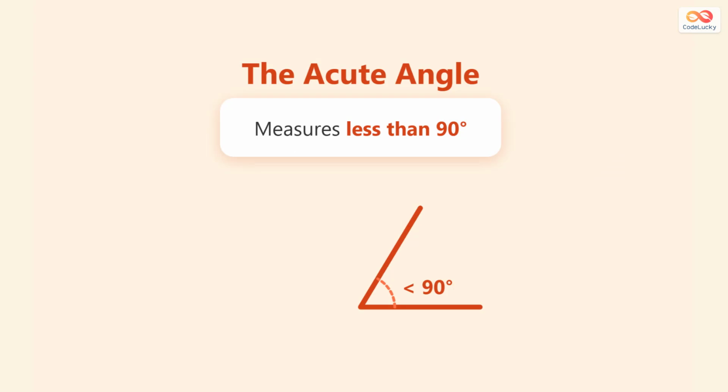So, what makes an angle acute? The definition is very simple. An acute angle is any angle that measures less than 90 degrees.